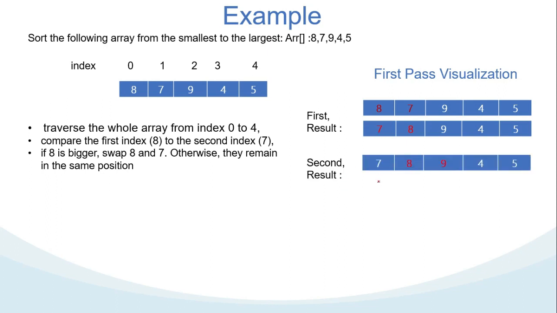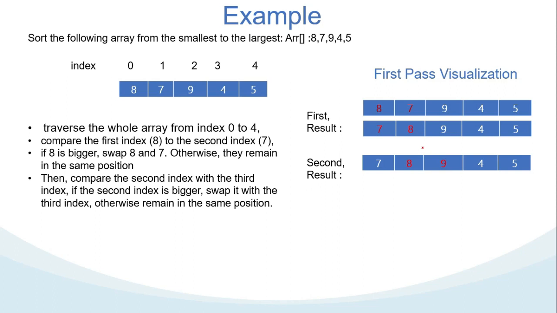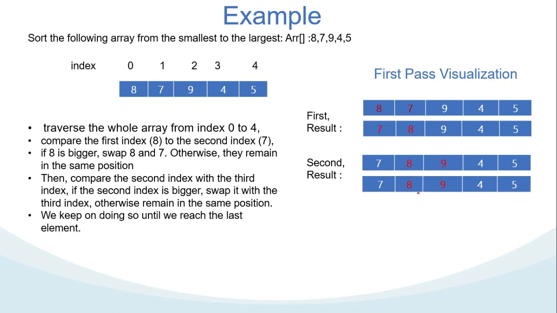And then for the second one, we will start reading from the second index. We compare it to the third index. Then if the second index is bigger than the third index, we swap the position. Otherwise, they remain in the same position. So from this, here is the result. We keep on doing so until we reach the last element for the first pass.